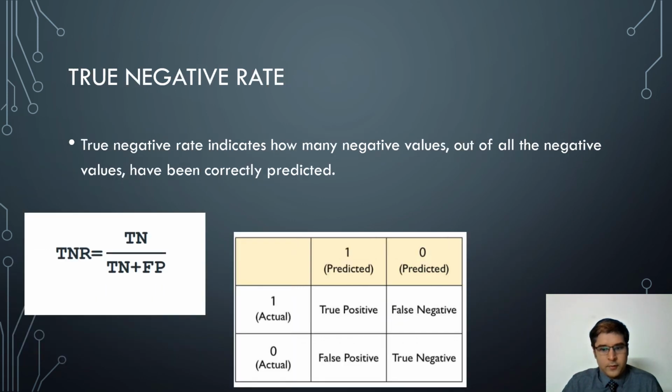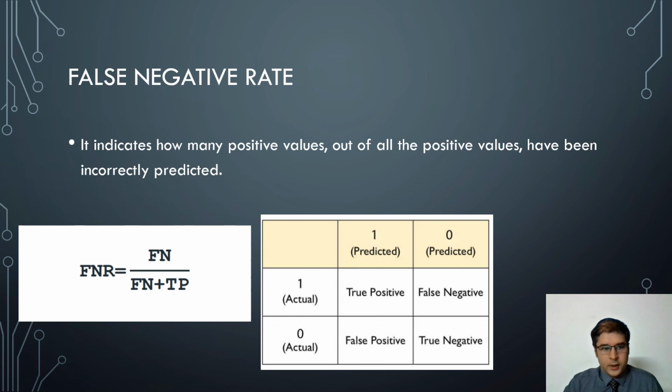Next we have the true negative rate. True negative rate indicates how many negative values out of all the negative values have been correctly predicted. So this is basically from this row here, the last row. This is the actual total set of negative values. Out of this we have predicted only two negatives as the actual. So that is the true negative rate, which is TN by TN plus FP.